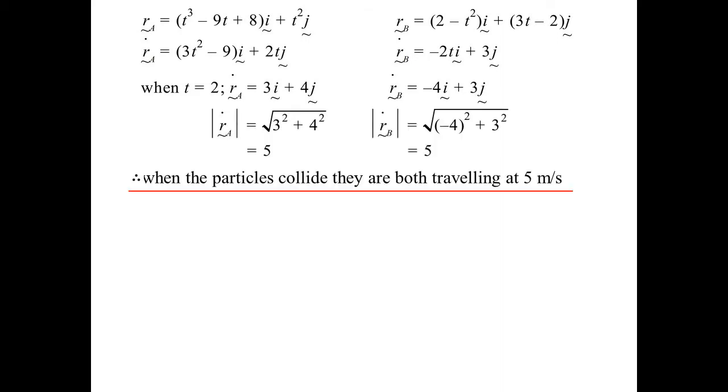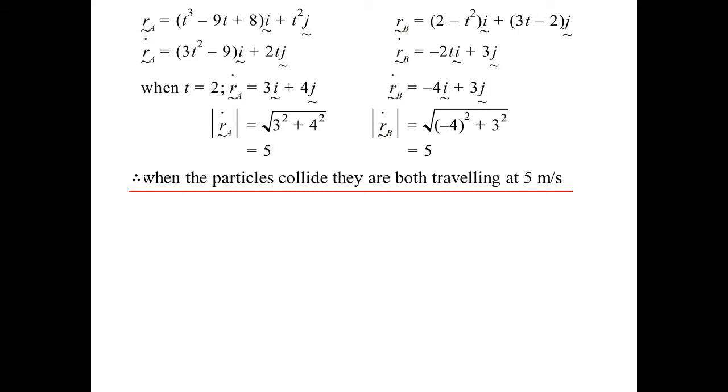Now we said t was 2, so I sub that in. My velocity of the particle A is 3i plus 4j, and in the B it'll be minus 4i plus 3j. Well, let's find the magnitude of each. Yes, A is 5, B is also 5, so yep, they're both travelling at 5 meters per second.